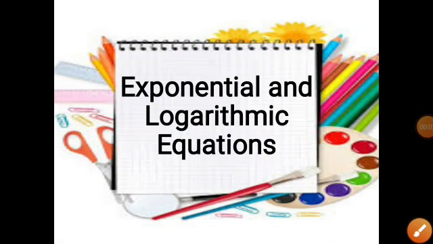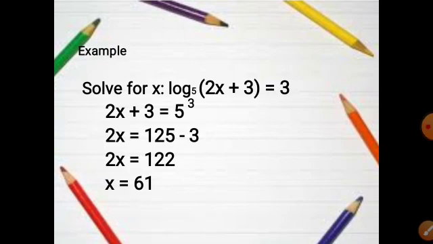Exponential and logarithmic equations. For example, solve for x: log of 2x plus 3 base 5 equal 3. So take the inverse function. So 2x plus 3 equal to 5, which is our base, raised to 3. So 2x equal to 125 because 5 raised to 3 is equal to 125. Then transpose 3, so the sign will be changed, so it will become negative 3.